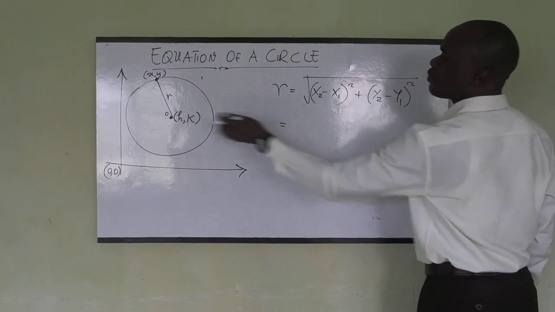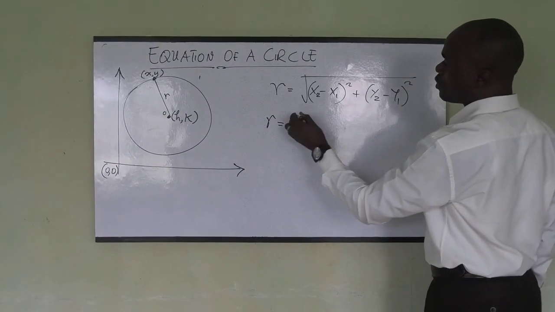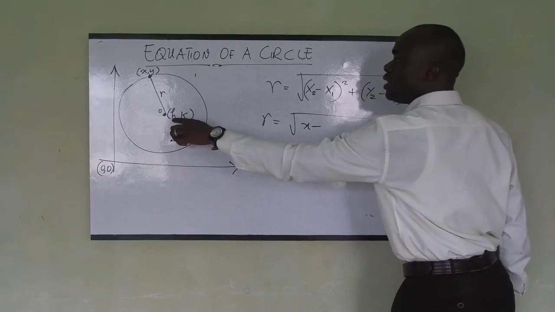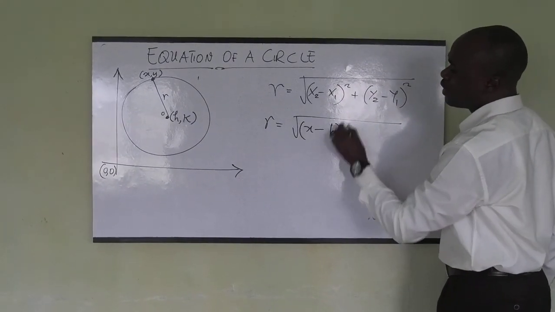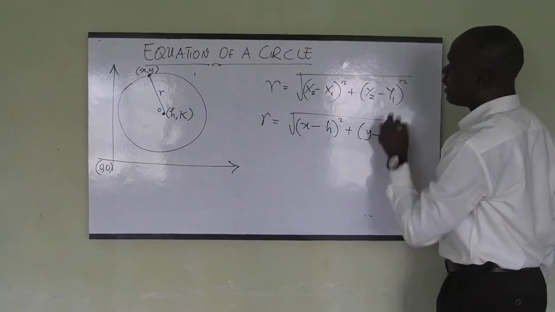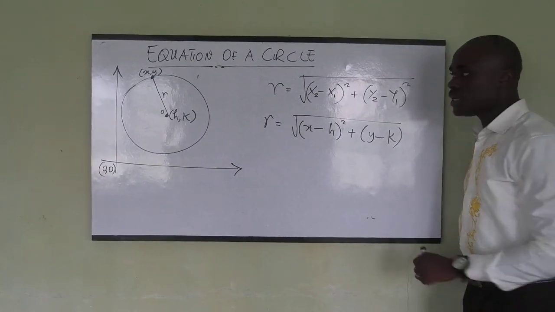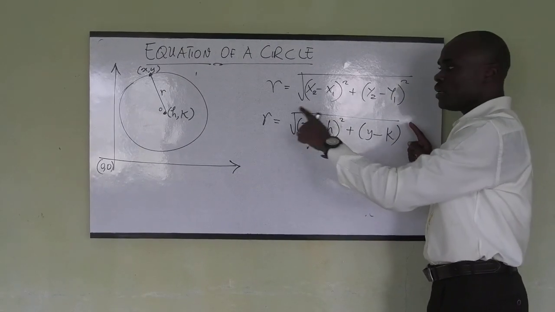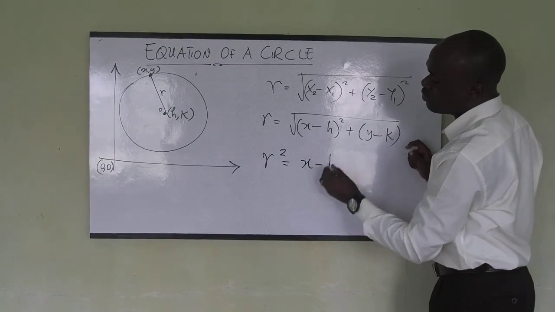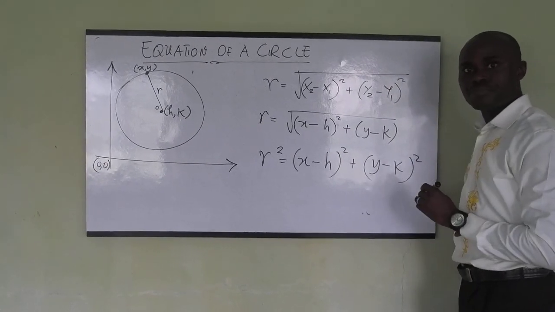So if I substitute these values into this, I'm going to have r equals, my x2 in this case is going to be x, and my x1 in this case is going to be h. So I have this squared plus my y2 in this case is going to be y, and my y1 in this case is going to be k. That's the distance between 2 points. If I square both sides of this, the root sign is going to be eliminated, and I'm going to have r squared equals (x minus h) squared plus (y minus k) squared.